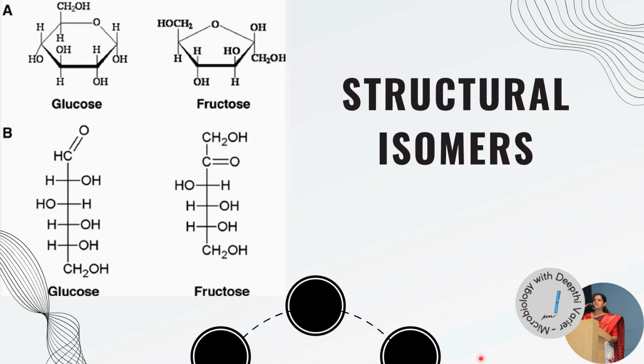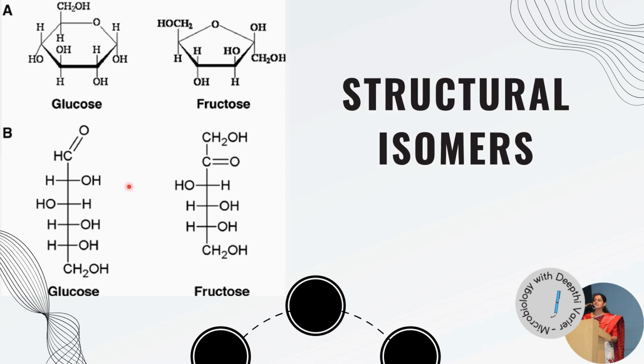Structural isomers, for example glucose and fructose, a classical example, are isomers where atoms are bonded differently. So the arrangement of atoms is completely different. As you can see here, glucose has an aldehyde group, a CHO group, whereas fructose has a ketone group, that's a C double bond O group. But if you count the number of carbon atoms, oxygens and hydrogens in them, it's exactly the same.